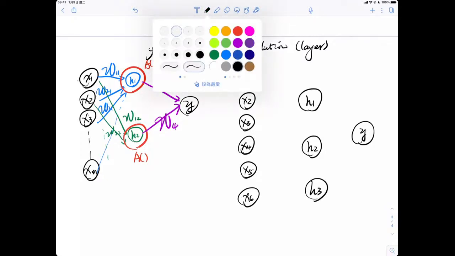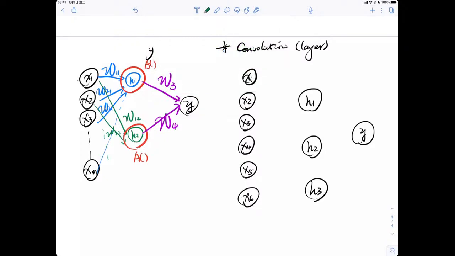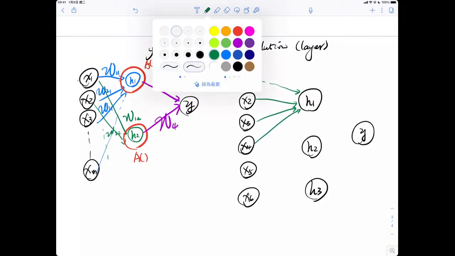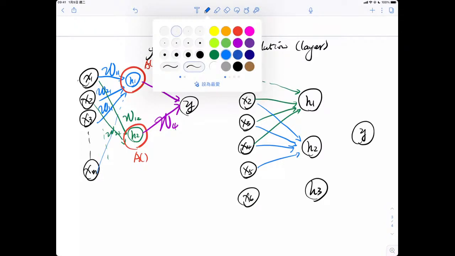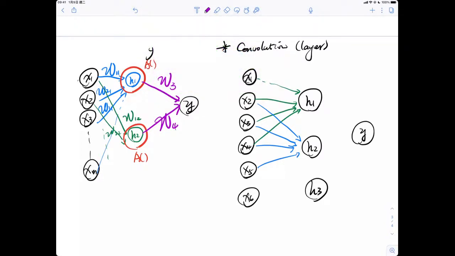For example, we only ask H1 to consider 4 consecutive data from the previous layer. If H1 only considers the first 4 pieces of information, then H2 only considers the next consecutive 4 from the previous layer, and H3 again the next 4, so it should be like this.